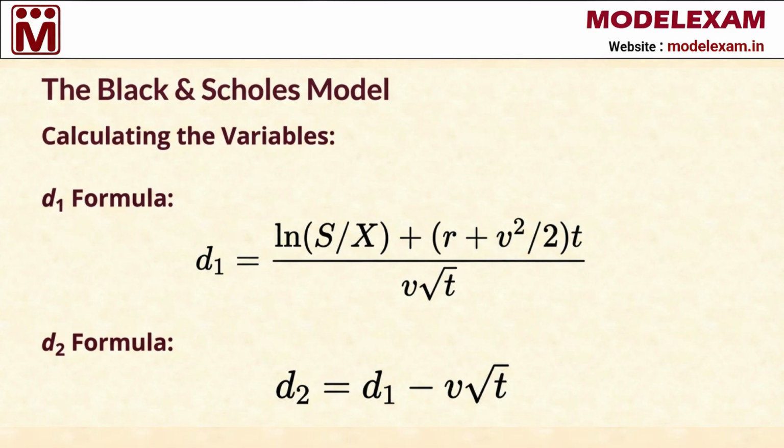The formula for D1 is the natural logarithm of the stock price divided by the strike price plus the interest rate plus volatility squared divided by 2, all multiplied by time. We then take that entire top section and divide it by the volatility times the square root of time. Once we have D1, finding D2 is much easier as it simply equals D1 minus the volatility times the square root of time.